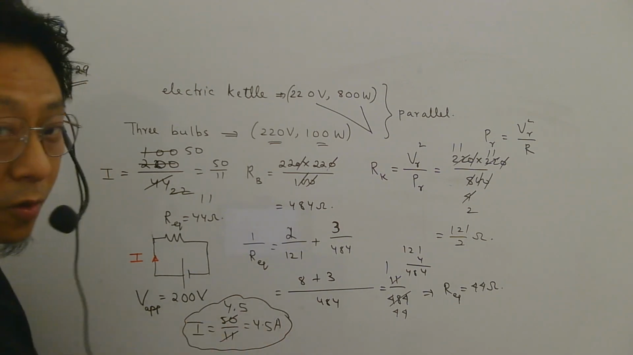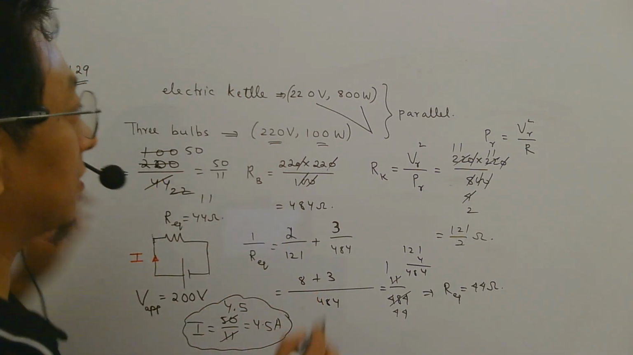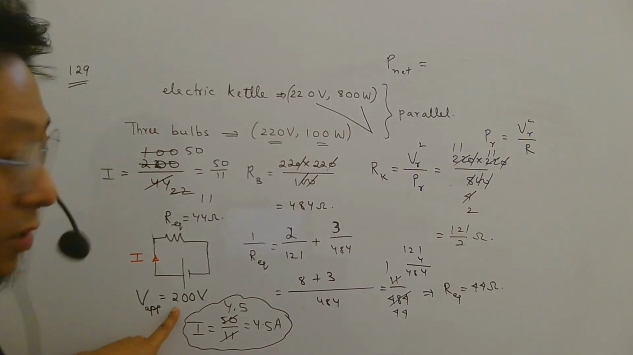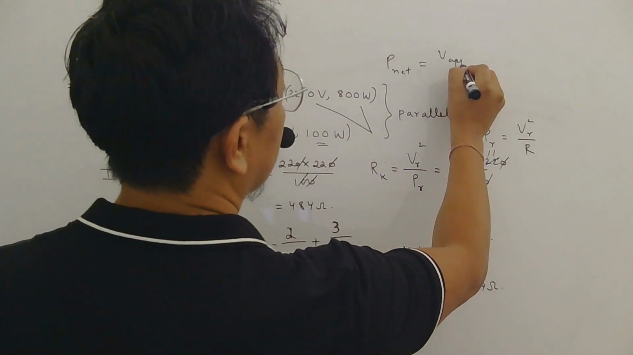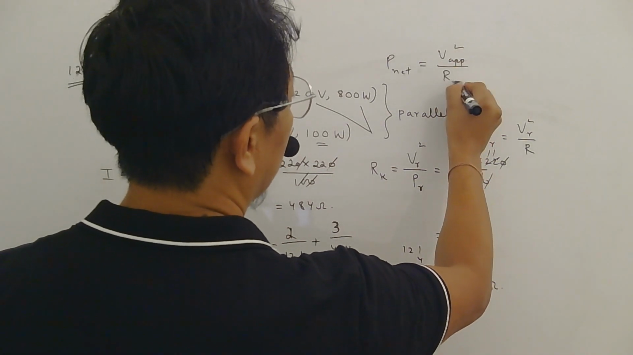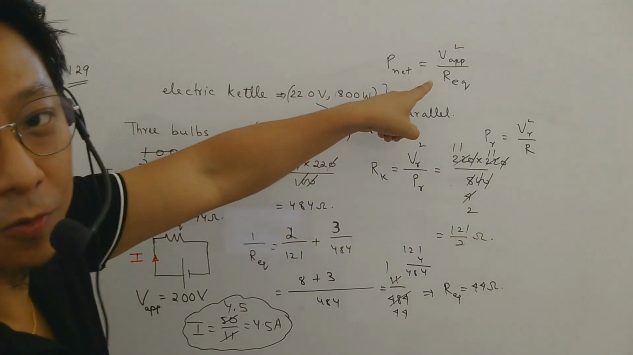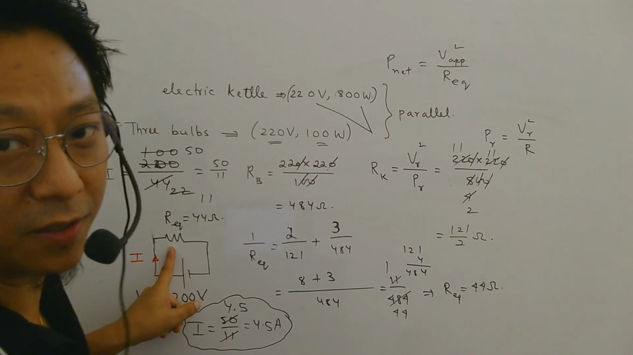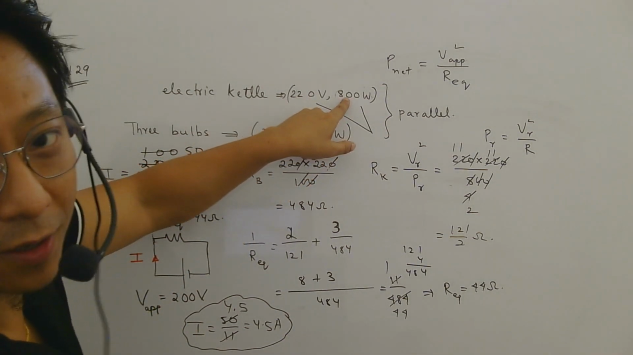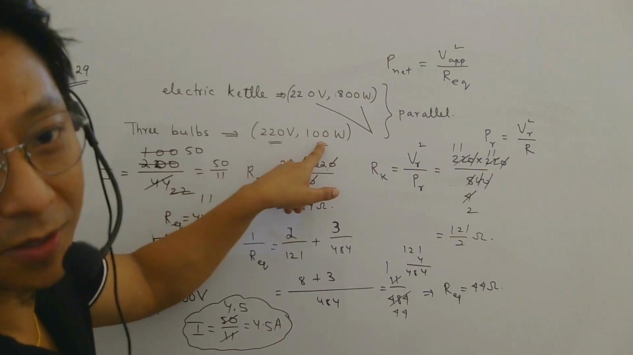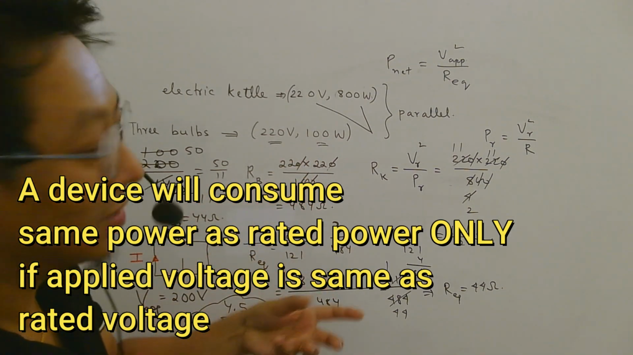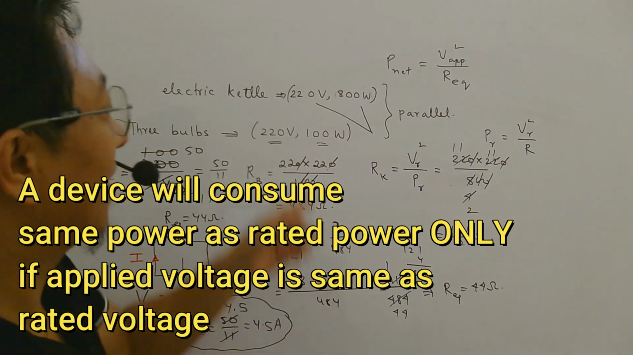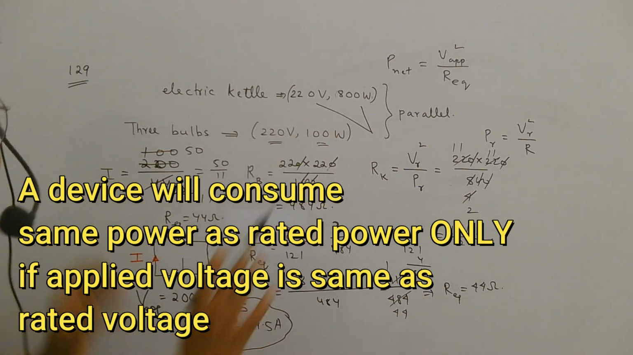That is the current. What if they ask the total power consumed by the circuit? Net power consumed by the circuit, if they ask, then the voltage you know. Applied voltage square by R total or R equivalent. Okay? V square by R equivalent. Don't think you have to add the rated powers of the kettle and the bulbs, because they are not actually consuming the same power as the rated power, because we are not applying the same voltage as the rated voltage, right? So this way you have to do it.